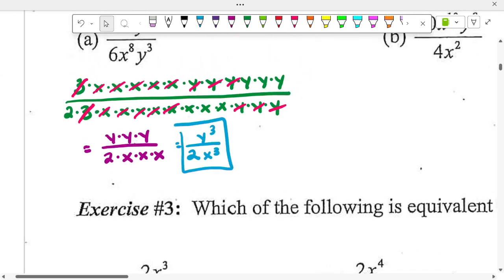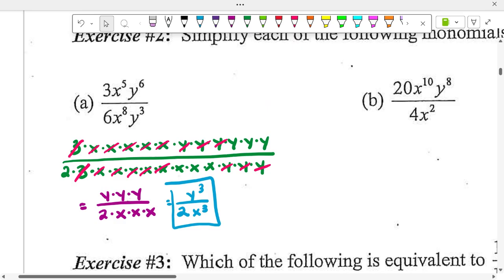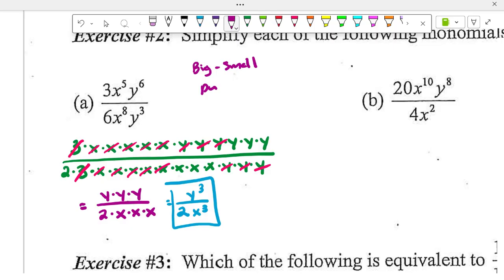Now, if you didn't want to expand it, you could have also done the exponent rules. So does anyone remember how we divide exponents? You just subtract them. All right. So in my opinion, whenever I do that exponent rule, I always do the big minus the small. And then whatever I get, I put back where the big was.